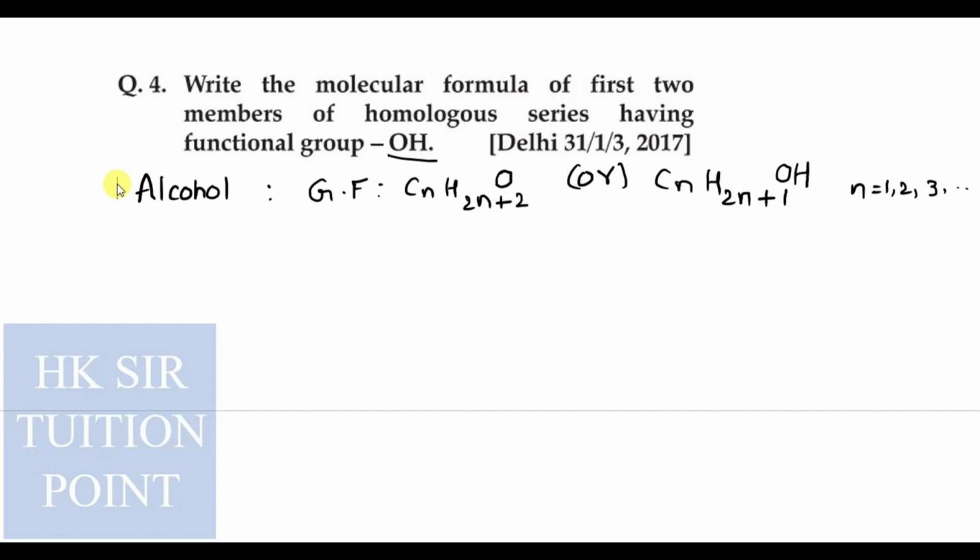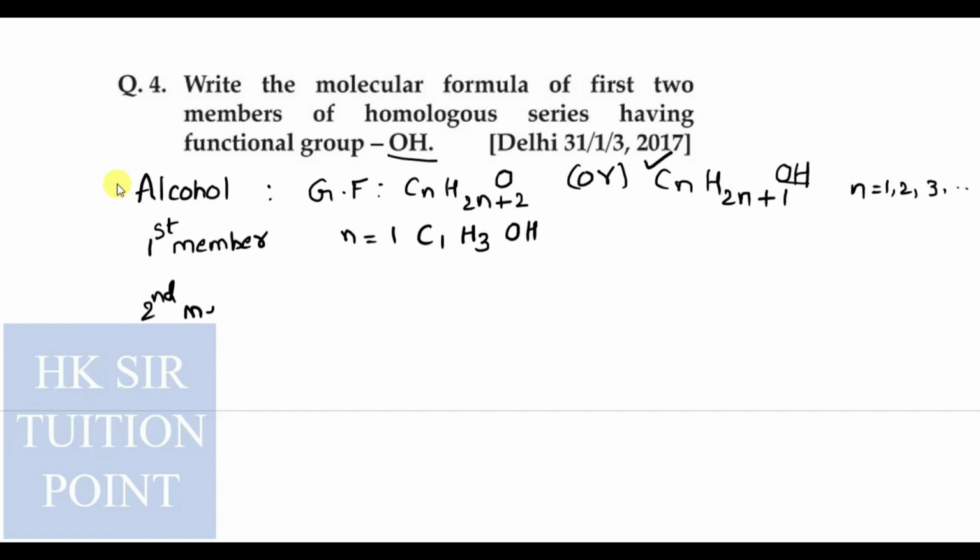And he wants the first two members only. So keep n equals to 1. That is the first member. Mostly we use this formula, because while writing alcohols we need this type of formula, so OH should be there. That is why, following this, C1, 2 ones are 2, 2 plus 1, 3: CH3OH. OH is common in all alcohols.